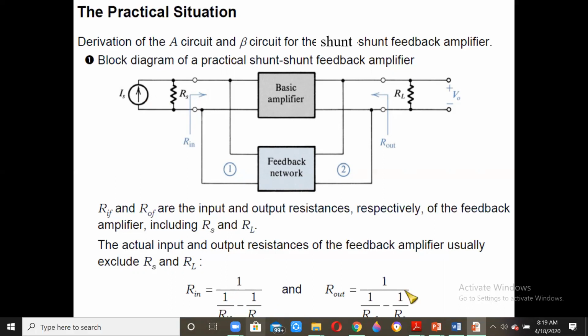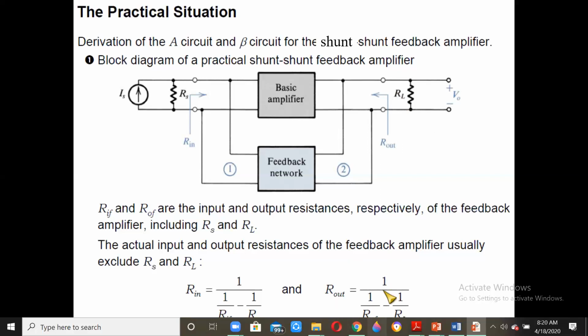Similarly, Rout will be the value which is there over here, and the ROF is here, from here to here. That means ROF is the parallel combination of RL and Rout. So 1 by ROF is equal to 1 by Rout plus 1 by RL. And that will give us 1 by Rout is equal to 1 by ROF minus 1 by RL. And Rout will be the inverse of that. That means 1 by (1 by ROF minus 1 by RL).